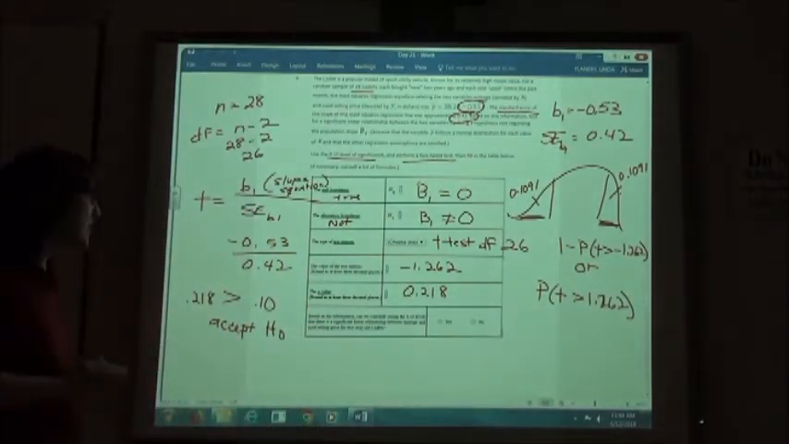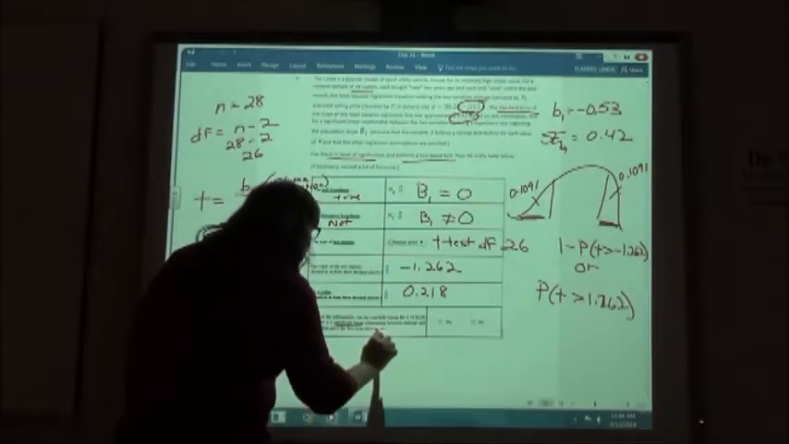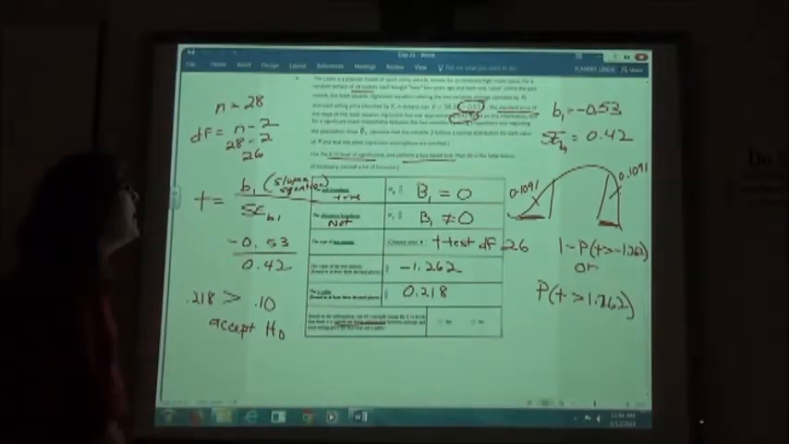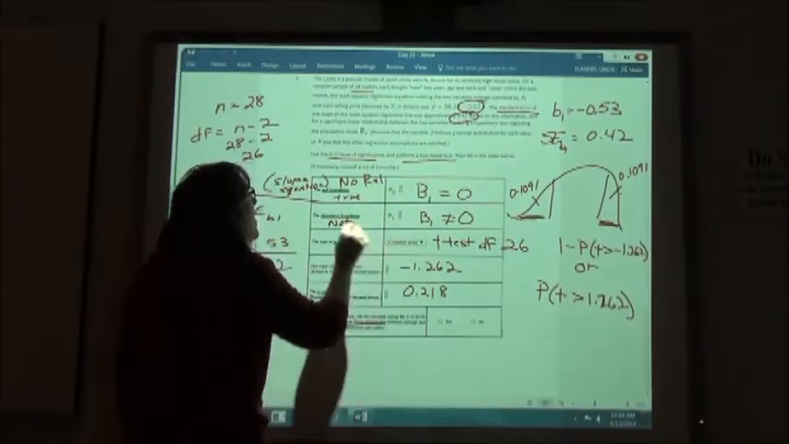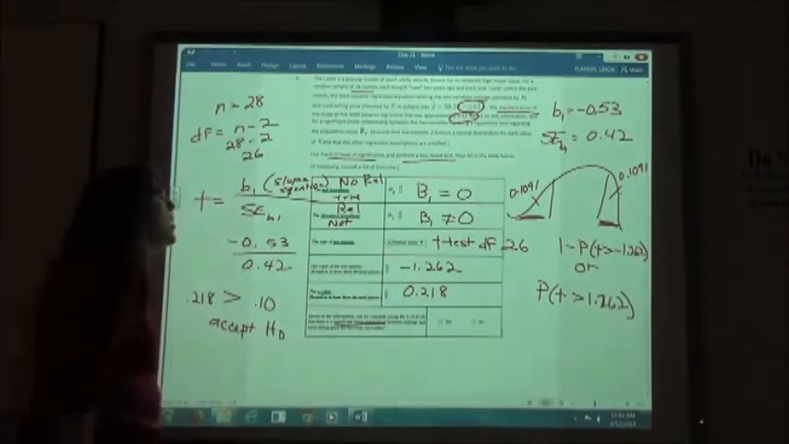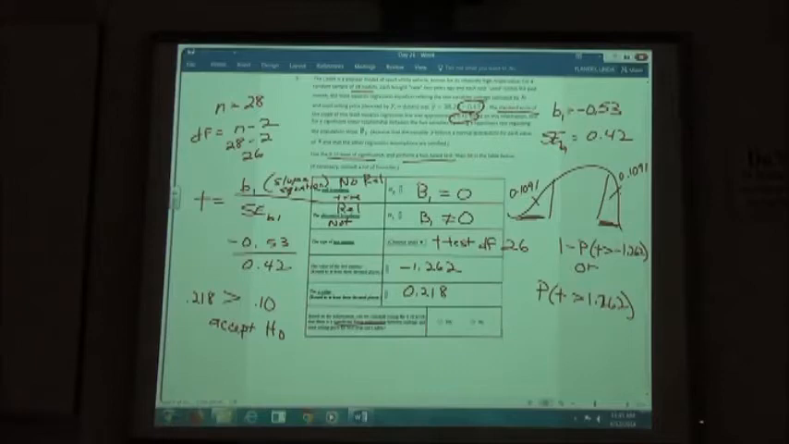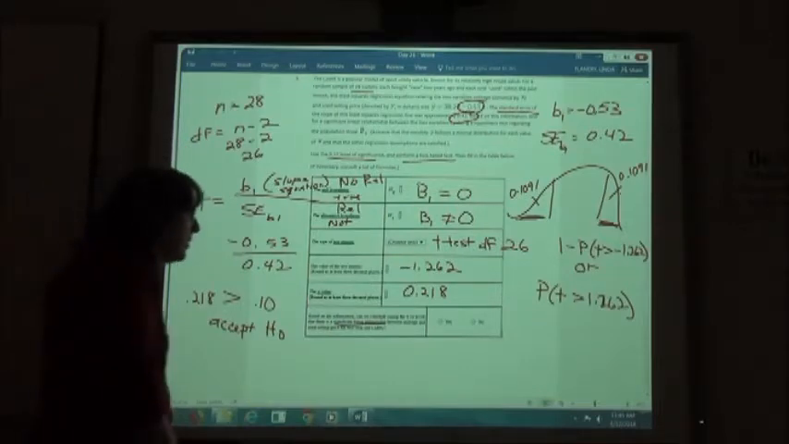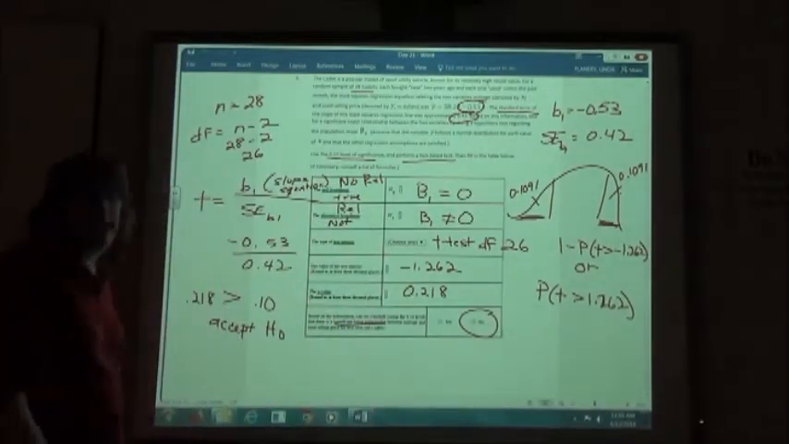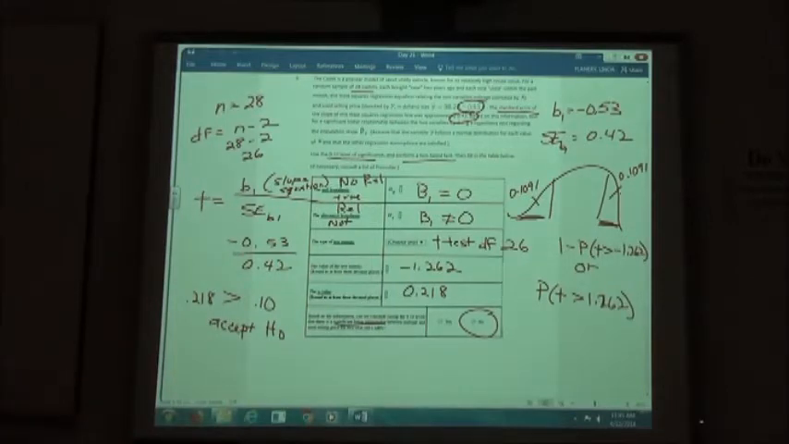Again, on these ones, they're going to ask you if there is a significant linear relationship. If the null is true, there's no relationship. If the alternative is true, then there is a relationship. So in this case, based on the information, can we conclude using our 10% level that there is a linear relationship? No, we cannot, because the null was true.